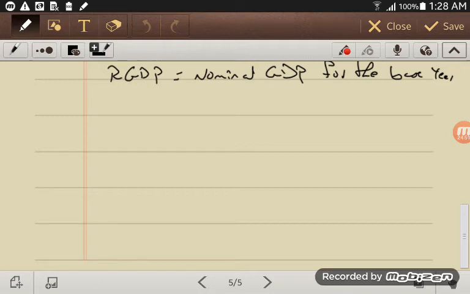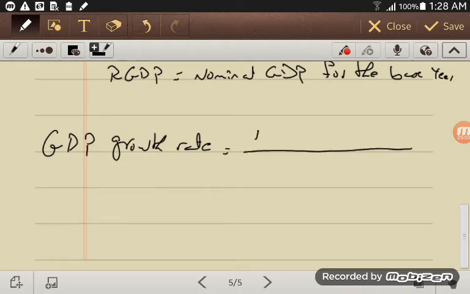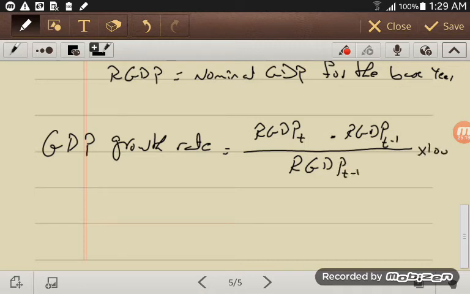Number 1, GDP growth rate. GDP growth rate is calculated as real GDP at time t minus real GDP at time t minus 1, divided by real GDP at time t minus 1, multiplied by 100.